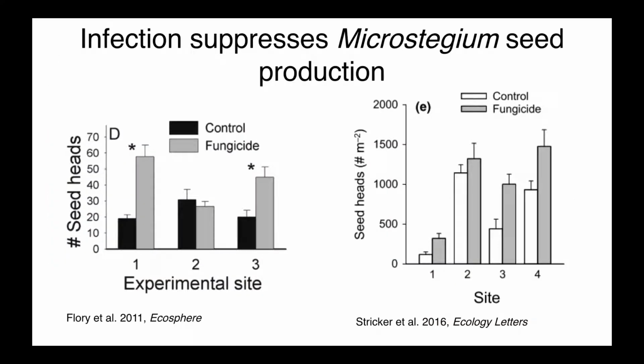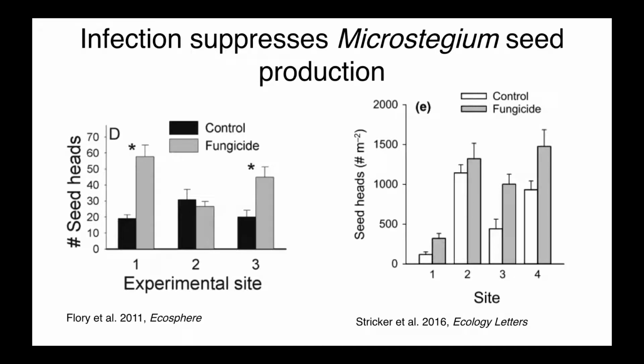Another interesting effect of this pathogen is that it reduces seed production of our invasive species. So this is two different experiments that are very similar, where seed heads were measured at 3 different sites, and fungicide was applied to half of the plots in the site. And you can see when the fungicide is applied, we get increases in seed production.